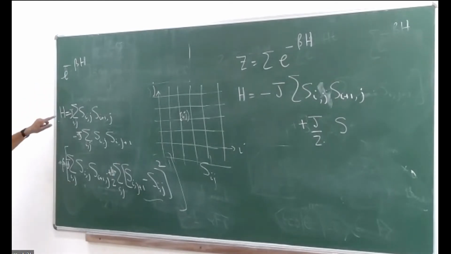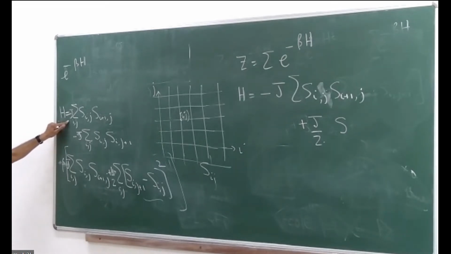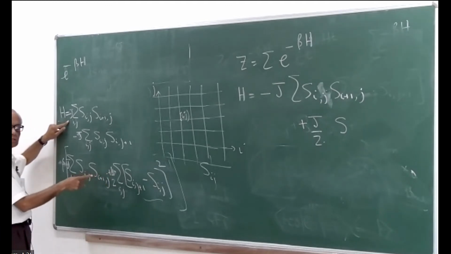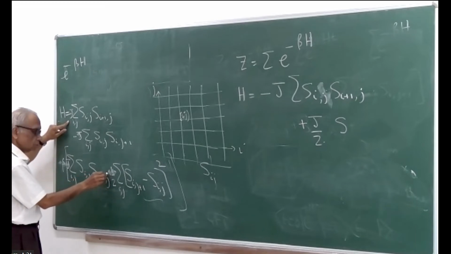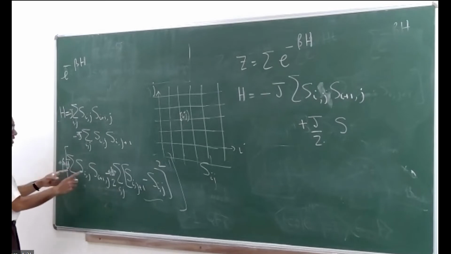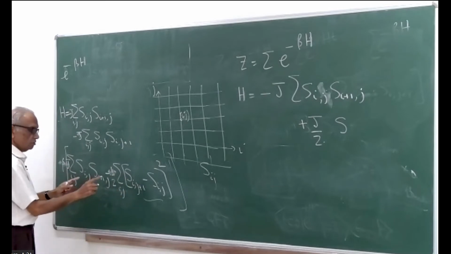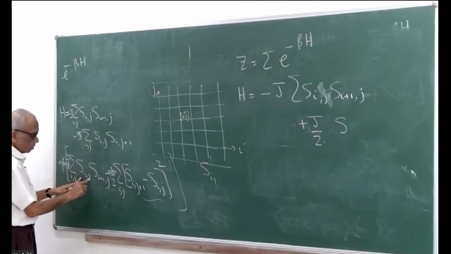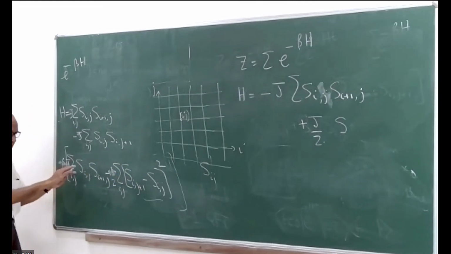So e to the power minus J, H has to be a minus J because it's an attractive interaction. This should have been a minus. Right, absolutely. The sign of this has to be different so that eventually this becomes a plus, both of them having the same sign.